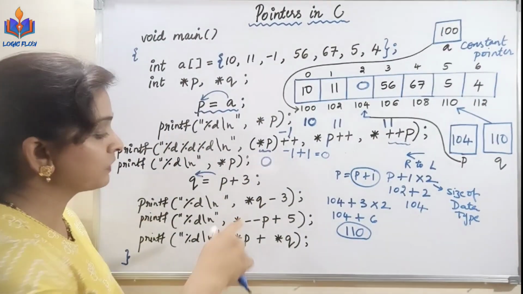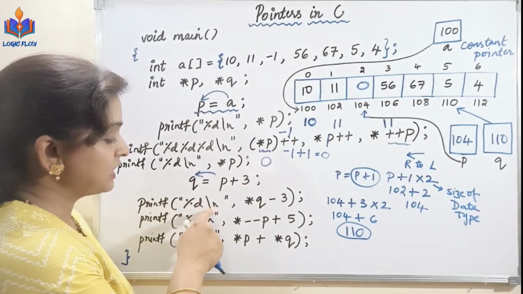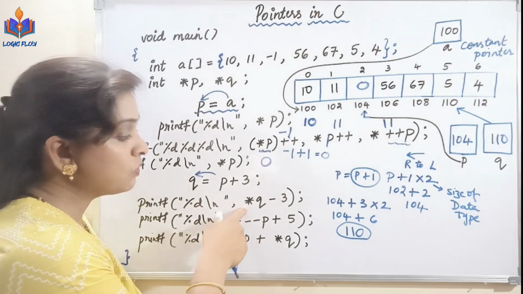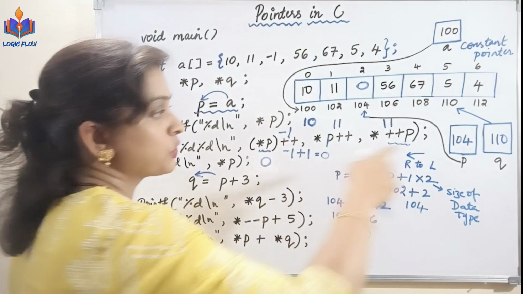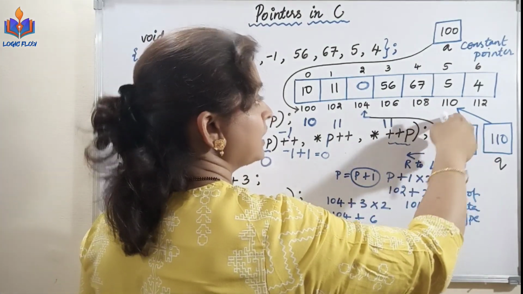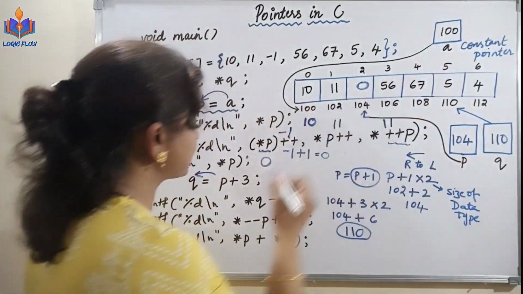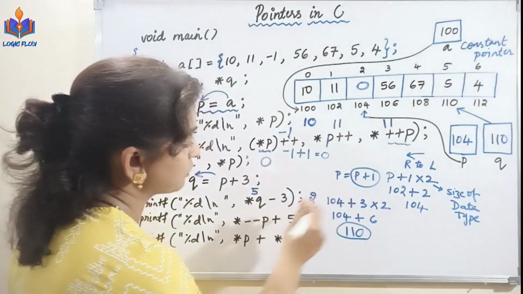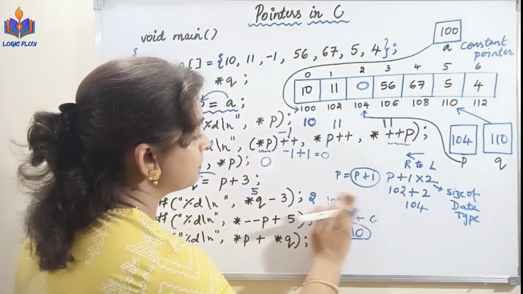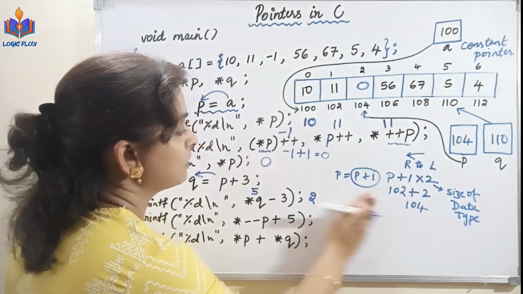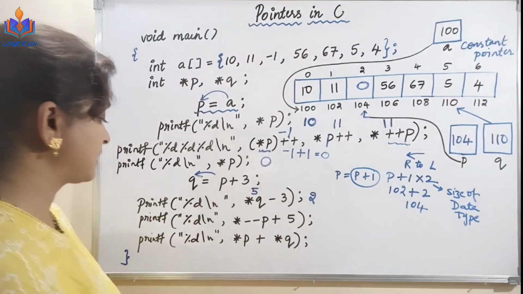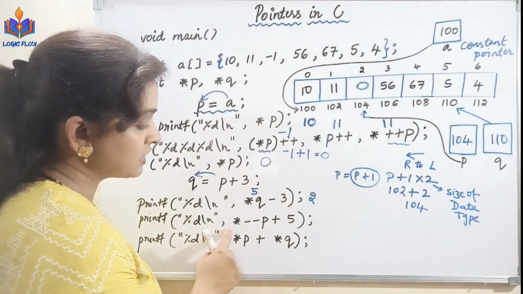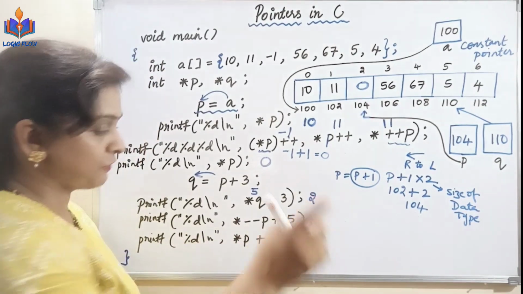Next what will I do? Printf %d asterisk Q, the value at the location Q. Q is pointing to 110, and the value at the location Q is 5. 5 minus 3 is 2. So for this line, my answer will be 2.